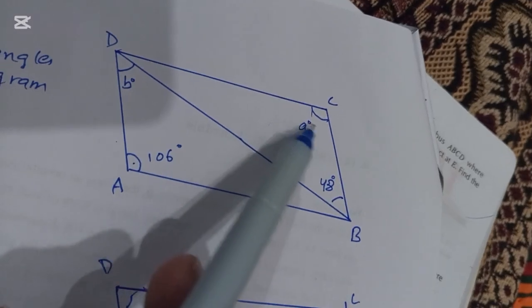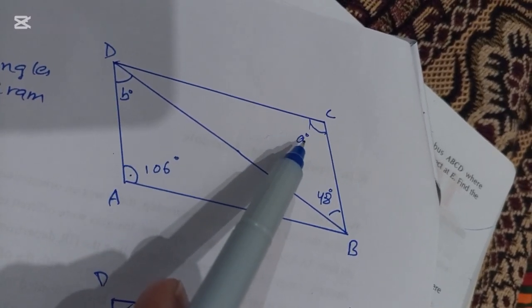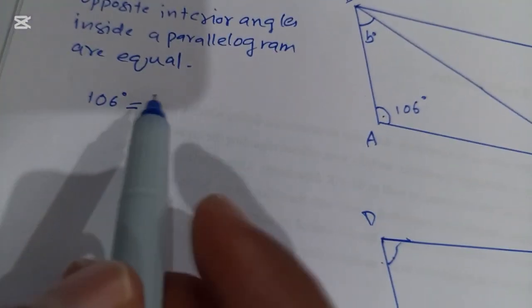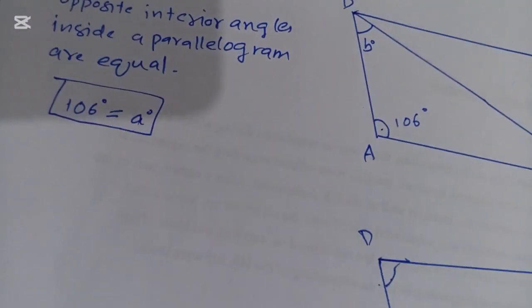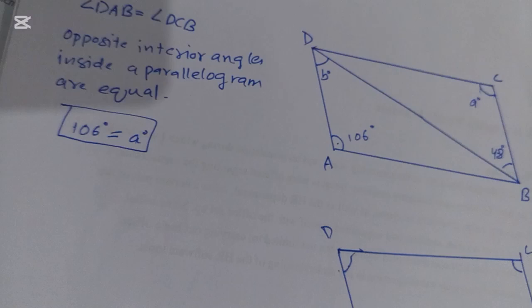Do we have a term here? A degrees. We have named its value as a degrees, right? So we'll write a degrees. So a degrees equals 106 degrees. That's easy. So we are done with the first part.